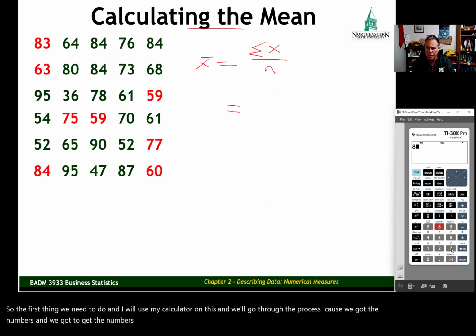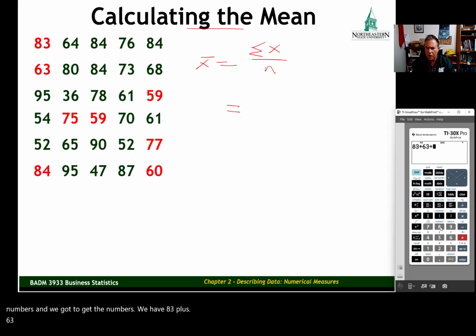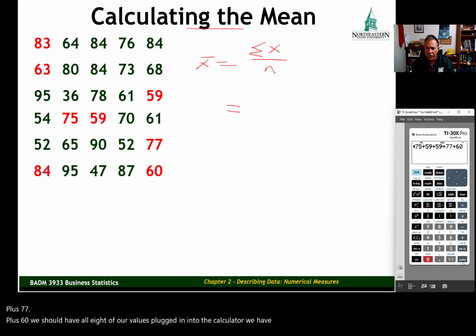We have 83 plus 63 plus 84 plus 75 plus 59 plus 59 plus 77 plus 60. We should have all 8 of our values plugged into the calculator. We have all 8 of our values in there. Let's go ahead and hit enter.